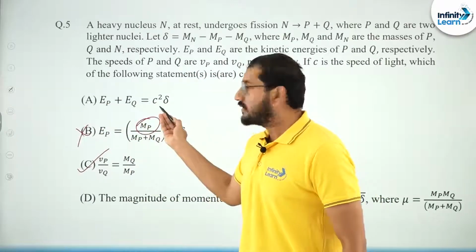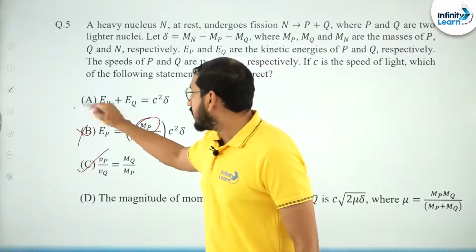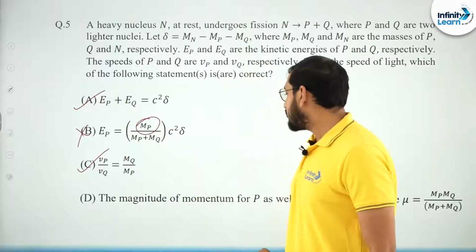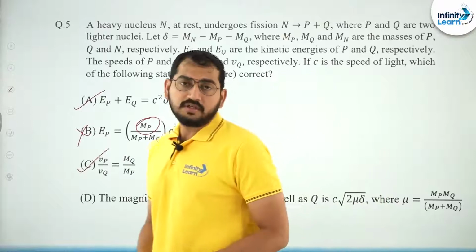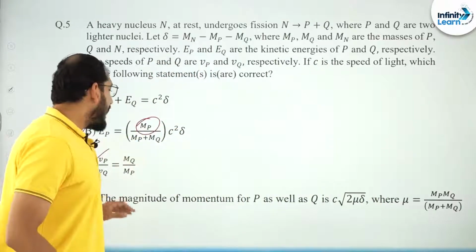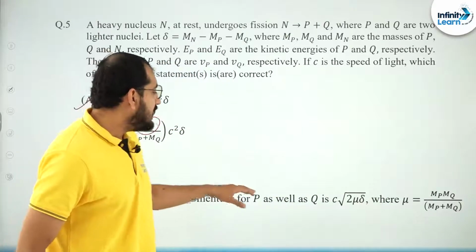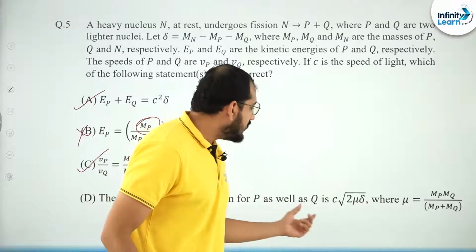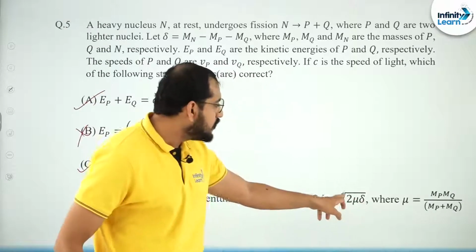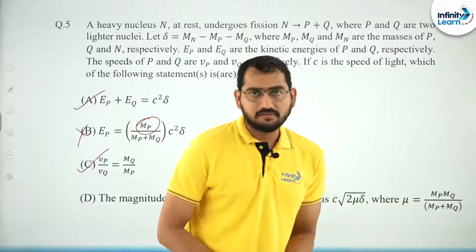Option A, that conservation of energy equation that I have already written. So yes, option A is matching, right? Now moving on to option D. Option D says that the magnitude of momentum for P and Q, we know that it is the same, but it should be equal to this value where this mu stands for this expression, right?